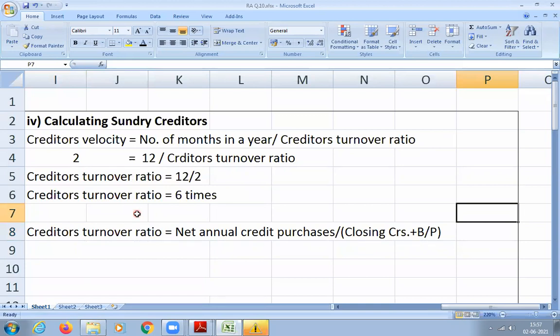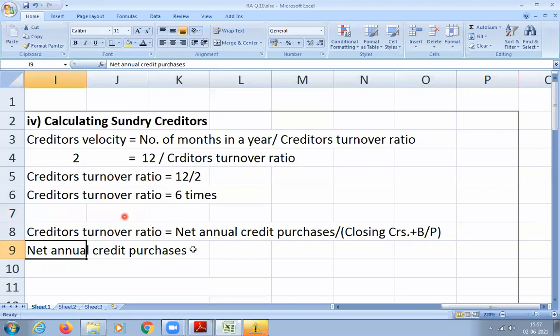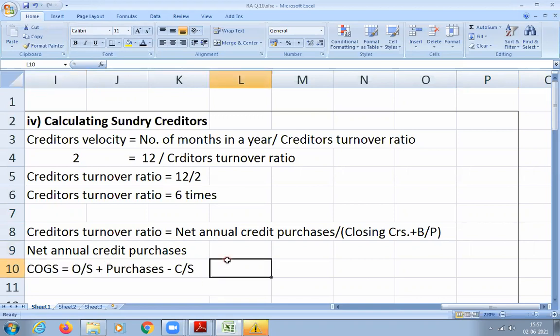So we can find out with the help of COGS. How do you calculate using COGS? COGS is equal to purchases plus opening stock plus direct expenses minus closing stock. We know opening stock and closing stock, and direct expenses are not there. So our formula will become COGS is equal to opening stock plus purchases minus closing stock.